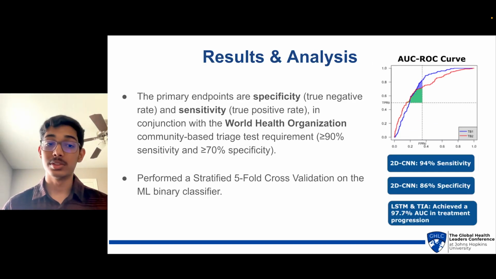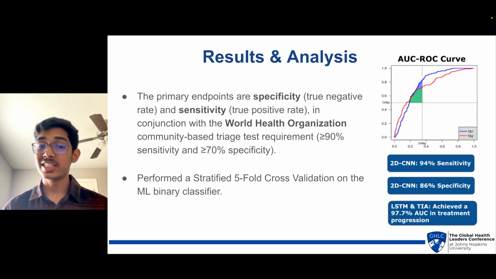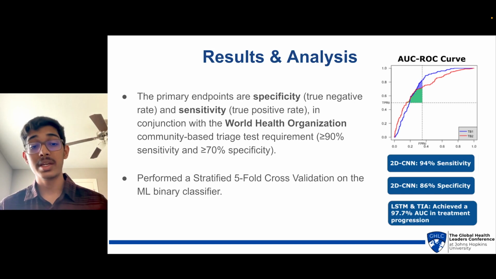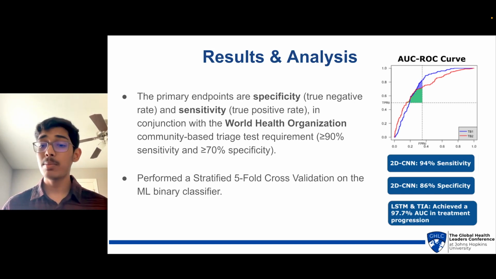The results and analysis. So I set the primary endpoints, or the performance metrics, as specificity, which is a true negative rate, and sensitivity, which is a true positive rate. That is also in conjunction with the World Health Organization's requirement for a community-based triage test, which is a sensitivity greater than 90% and a specificity greater than 70%, in which my model surpassed both of those metrics, resulting in a 94% sensitivity and an 86% specificity.